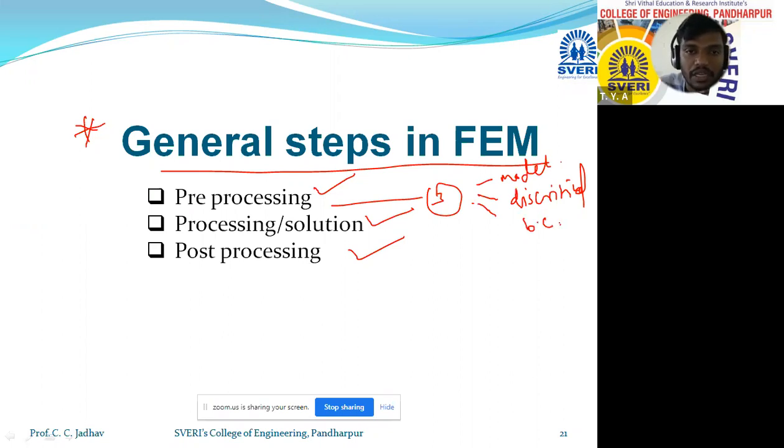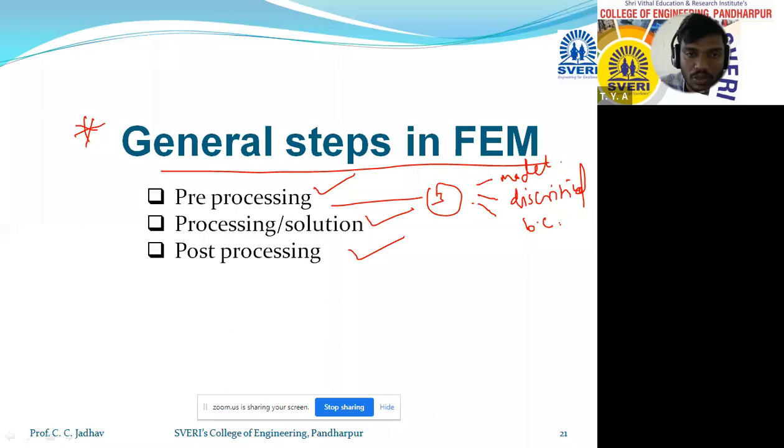And the third one is that we have to apply the desired boundary conditions. These three steps are included in the first pre-processing stage. After pre-processing, the software internally forms mathematical equations. Once you have completed all the modeling, the discretization, and given the boundary conditions, the software will automatically create the mathematical equations for that model.